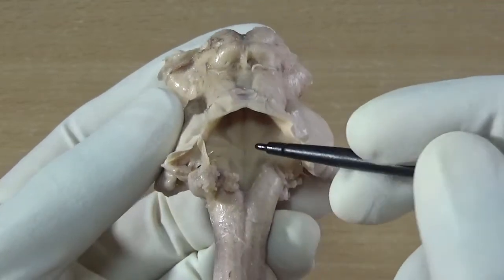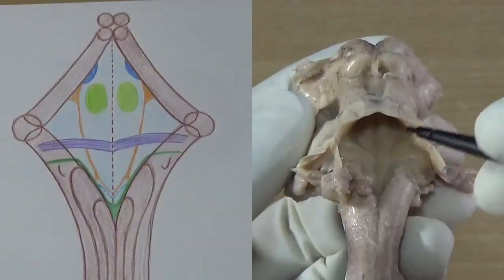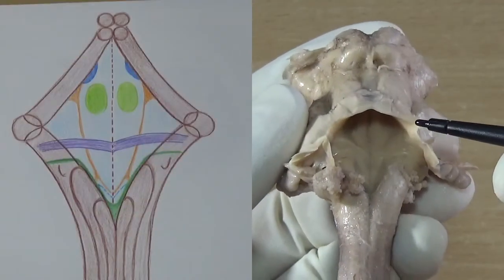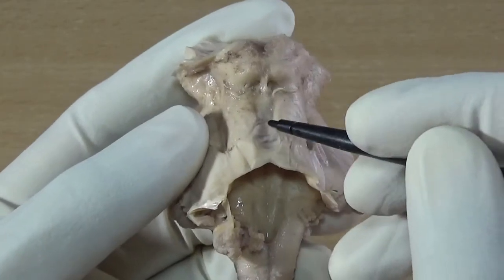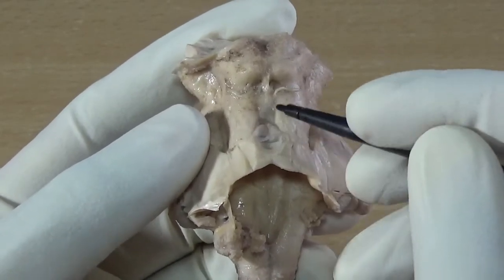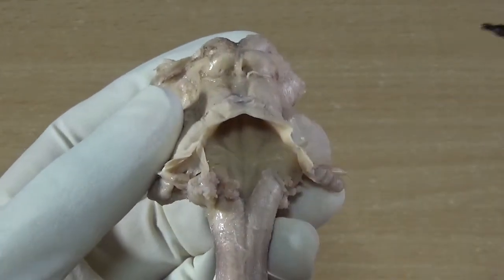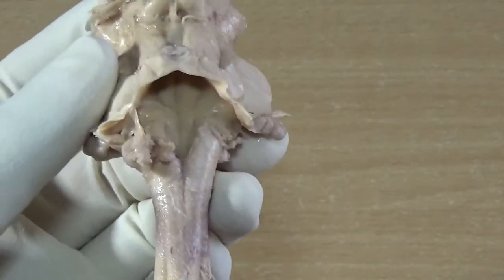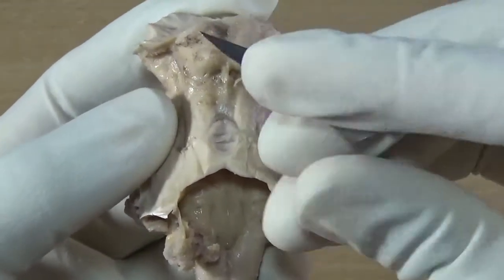Hello everyone, in this video we are going to discuss the floor of the fourth ventricle. It is diamond in shape, also termed as rhomboid fossa, and here is the floor. Now this is part of the roof, which is made up of superior medullary velum. So this we need to cut to expose the floor completely. So let's cut it open, the superior medullary velum, and then we will study the floor.